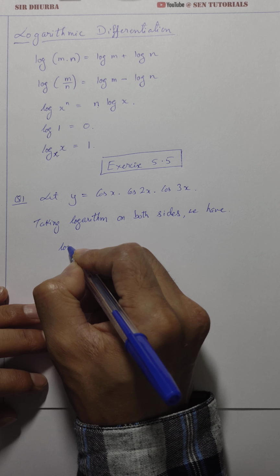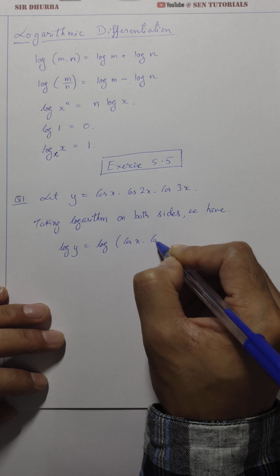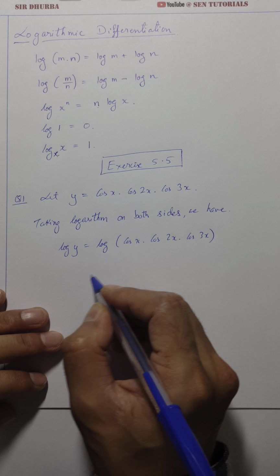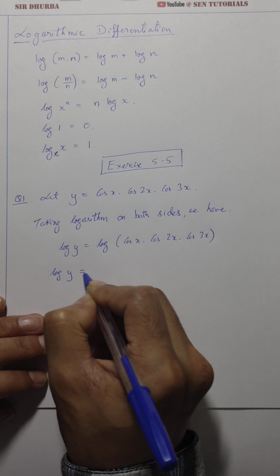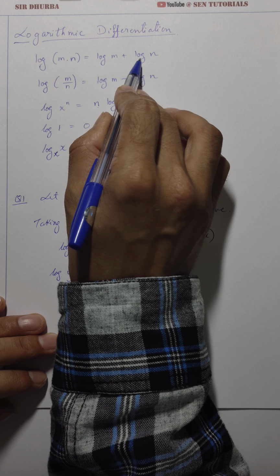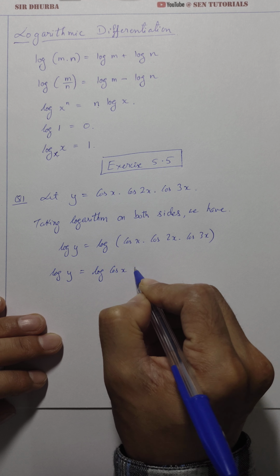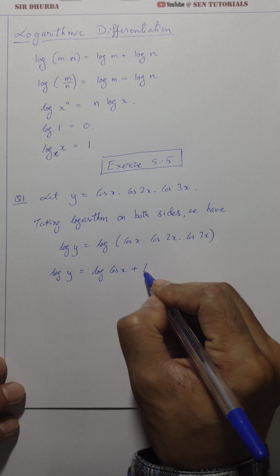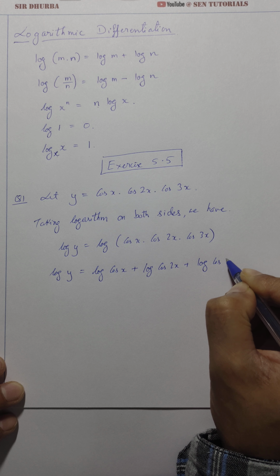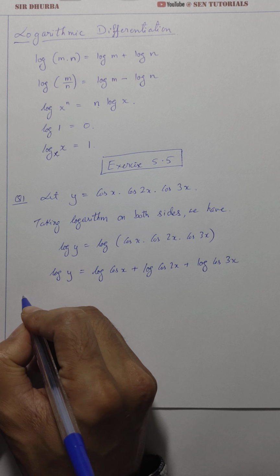So we have log of y equal to log of cos x, cos 2x, cos 3x. So that would be log of y equal to, now here we'll be using the product rule, log of m into n is log m plus log n. Here we have 3 terms, so that will be log of cos x plus log of cos 2x plus log of cos 3x. So it's done. Now we can start the differentiation.